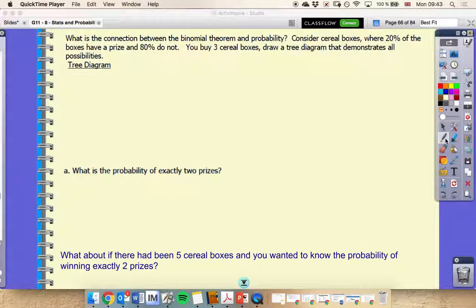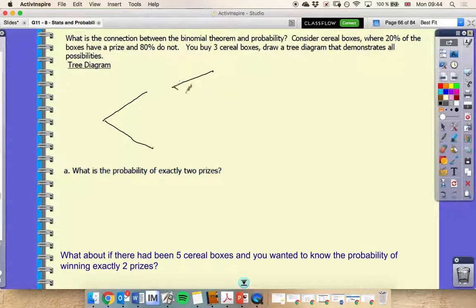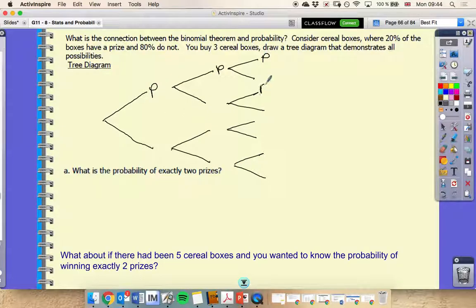Just drawing out the tree diagram. Remember, each set of branches is an event. So, first set is opening the first cereal box. Okay, second set, opening the second cereal box, and so on. Okay, and it's prize or no prize.